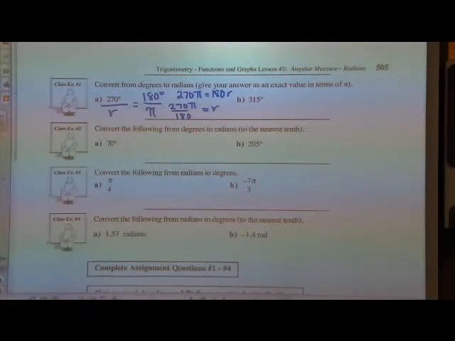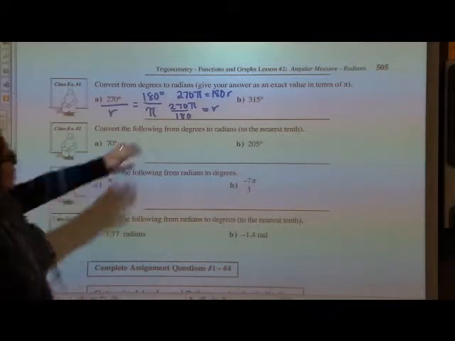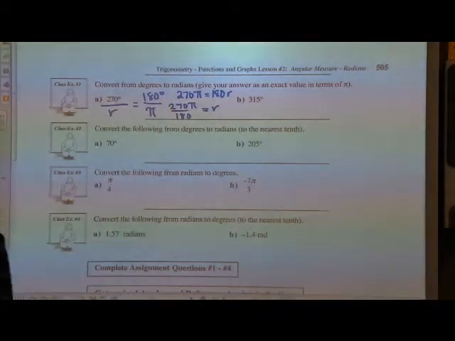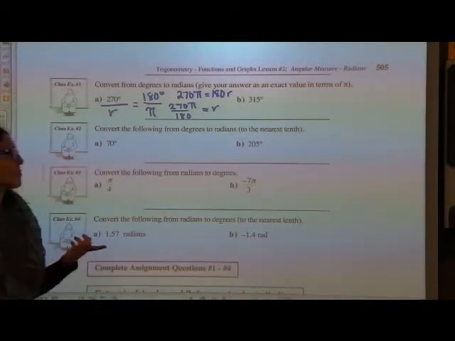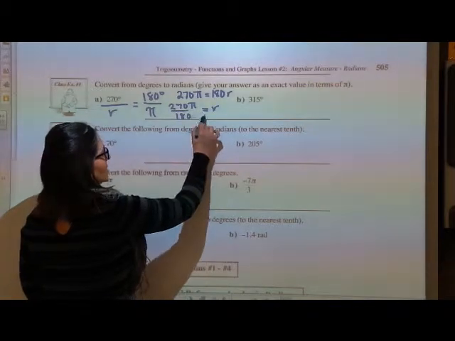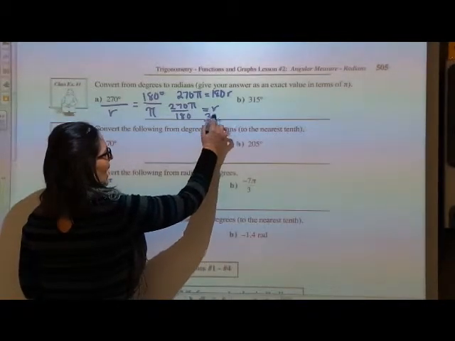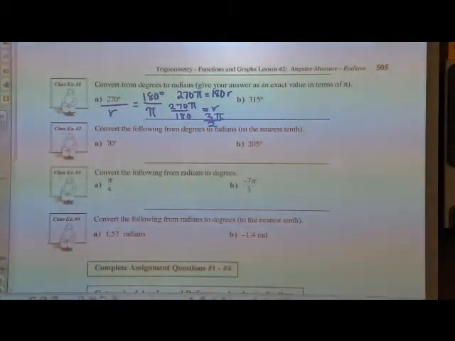And when it says in exact terms of pi, look at the 270 over 180 and simplify it. Can I write that in a simpler fraction? 3 halves. So I write the 270 over 180 as 3 halves, and I keep the pi as a constant value. So I get 3 pi over 2.